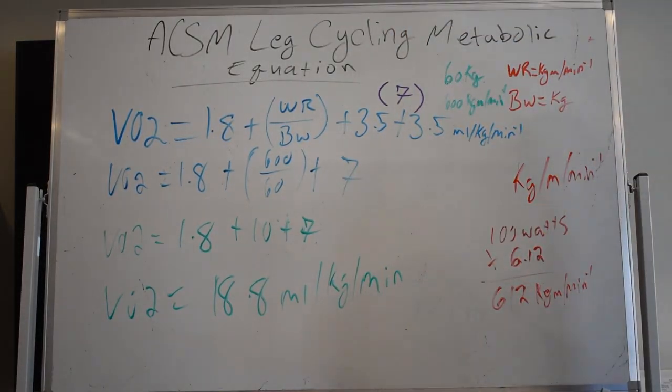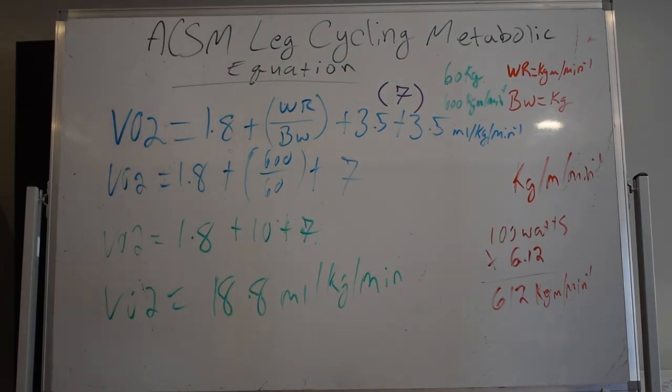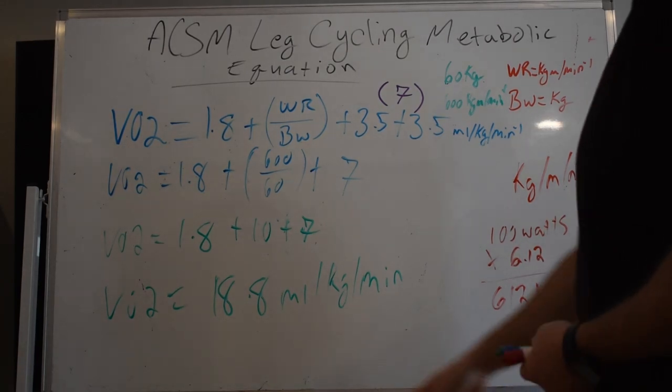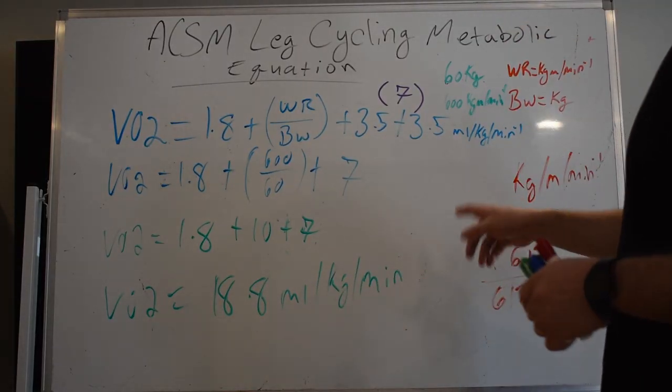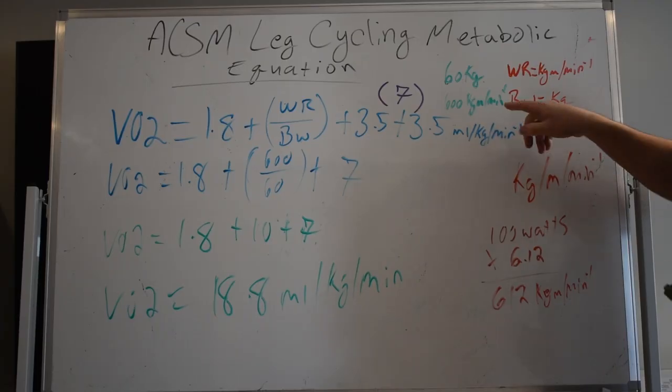So again, it's a pretty straightforward, easy equation. There are not a lot of tips and tricks to it. Really, you just need to make sure that you do your math and your arithmetic correctly. But this will be the VO2, 18.8 mLs per kg per minute at this work rate.